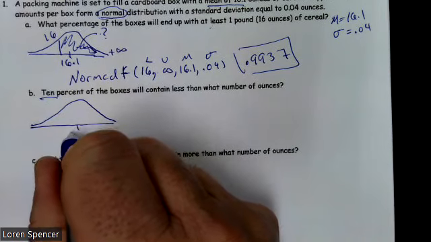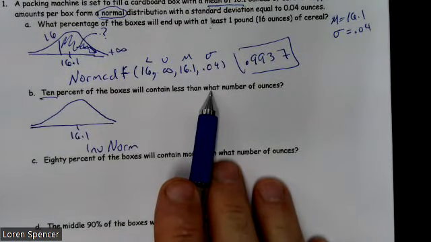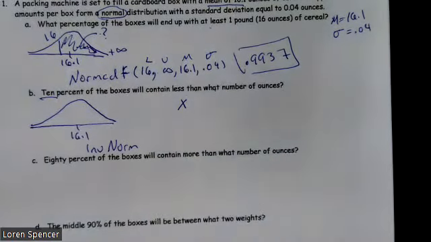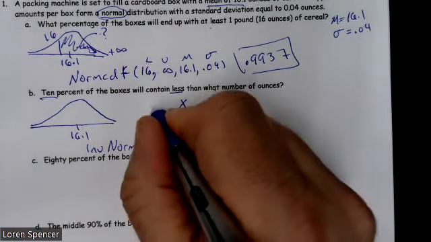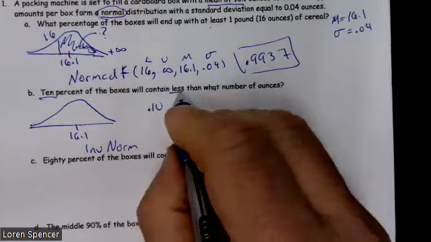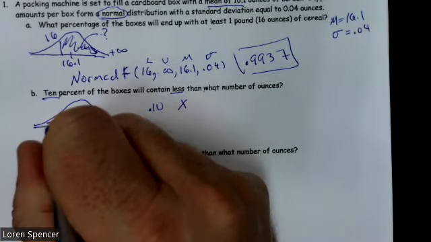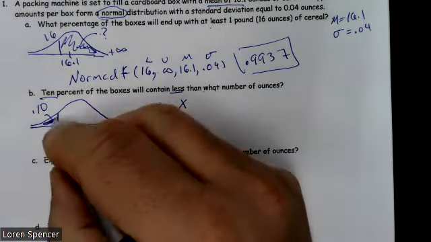And we know that this is 16.1 ounces. We know that's the mean. And we see the word what. Anytime we have the word what, we're going to make an X. Well, 10% is less. That means I have to be on the lower side because I need to be less than what? So that means I'm shading from the left. So this is where my percent is.